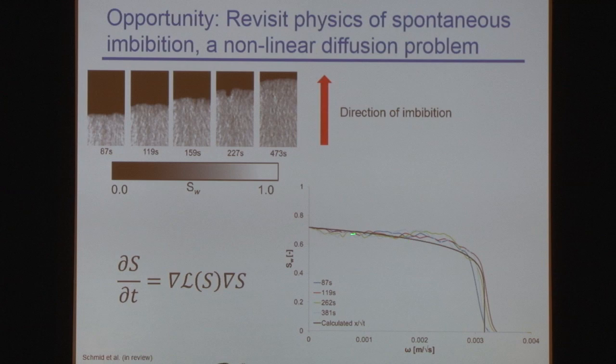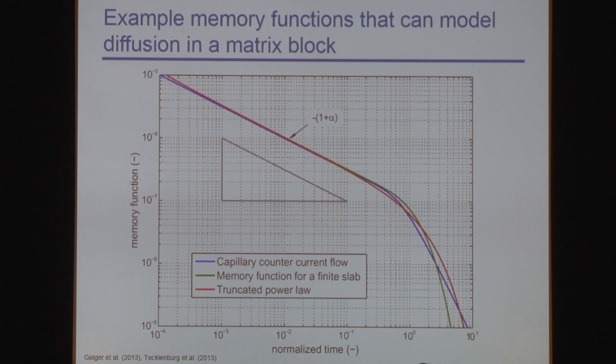If you take the analytical solution for this nonlinear diffusion process that describes how the waterfront, or wetting phase, imbibes into the rock matrix, you get a very nice agreement between the black curve, the analytical solution, and the experimental data. So you can go back to some mathematics and find the right analytical solutions.